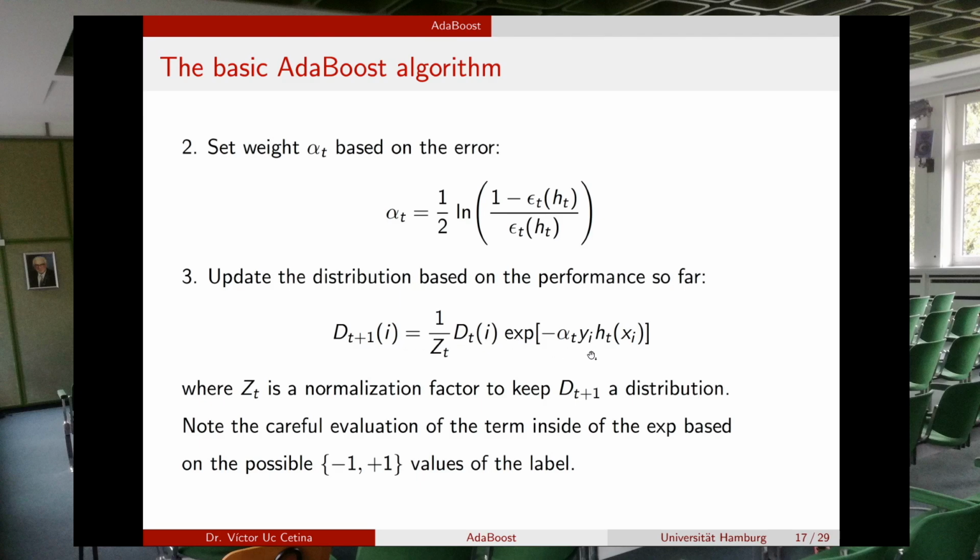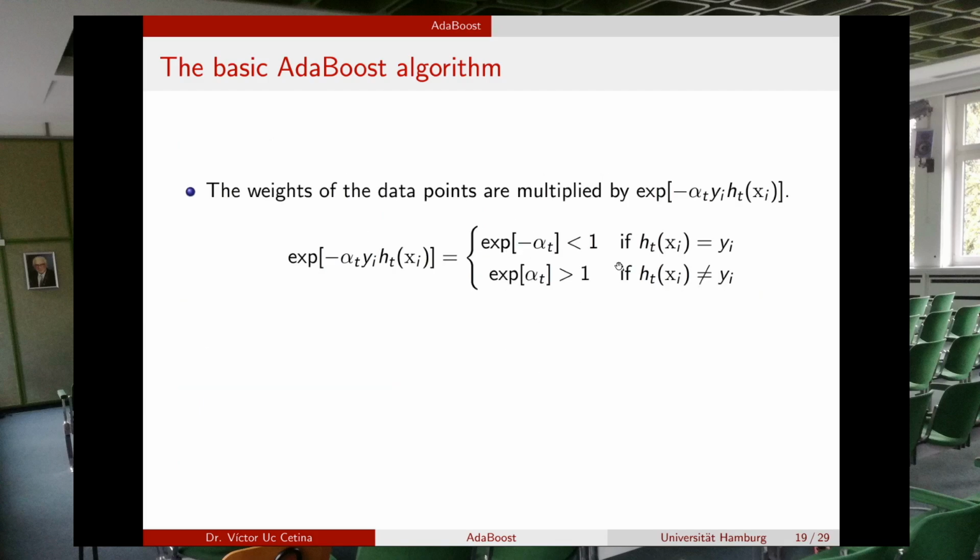But if the example is misclassified, then here you will have a -1. -1 times minus alpha is going to be positive, and the exponential of something that is positive will give you a number that is larger than 1. So that is going to multiply D, and the result is that the weight of that example in the next round will be increased, because you will be multiplying the previous value by a number larger than 1. So that's what this slide here analyzes.